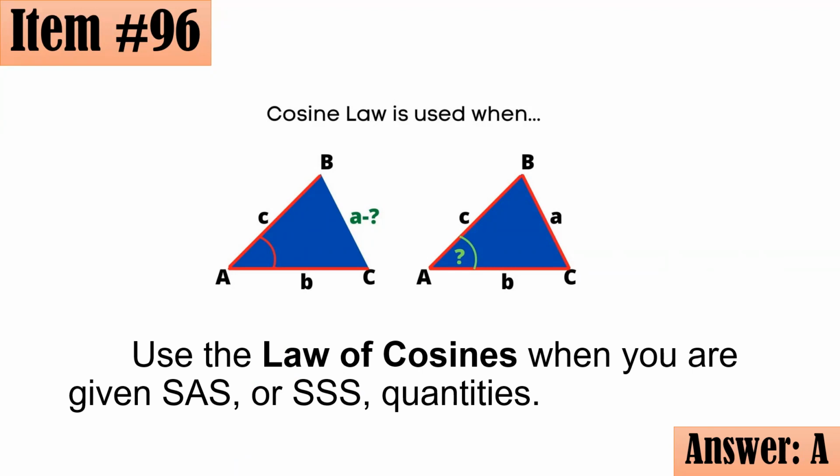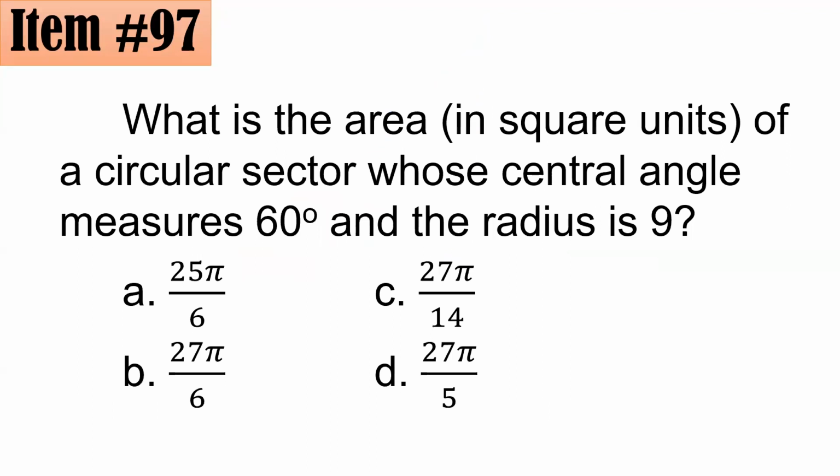I hope na nakuha po natin. 97. What is the area in square units of a circular sector whose central angle measures 60 degrees and the radius is 9? Tingnan niyo po, A, B, C, or D? Okay. Letter E daw. Letter E nga ba? E nga kaya yung tamang sagot.